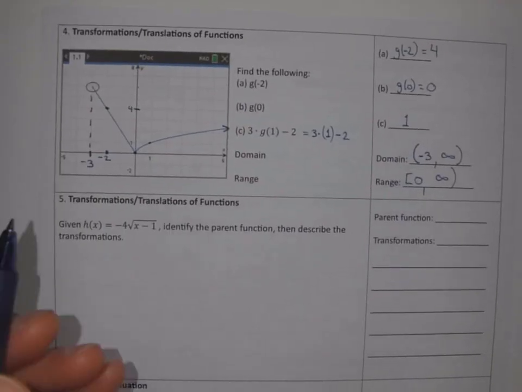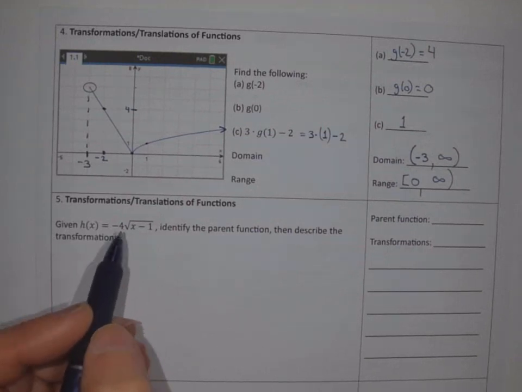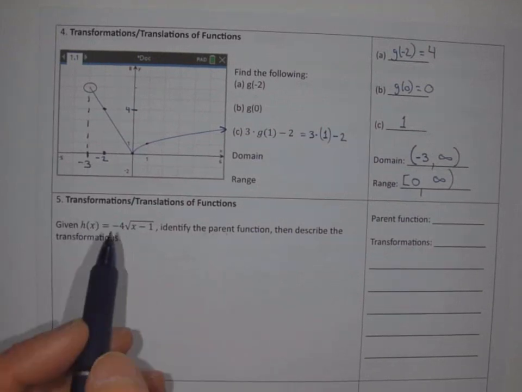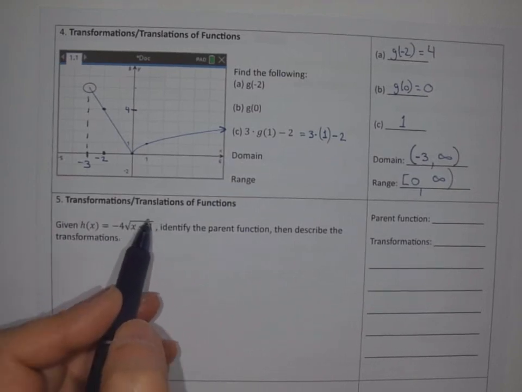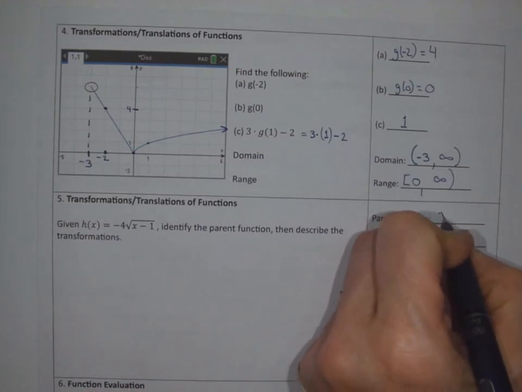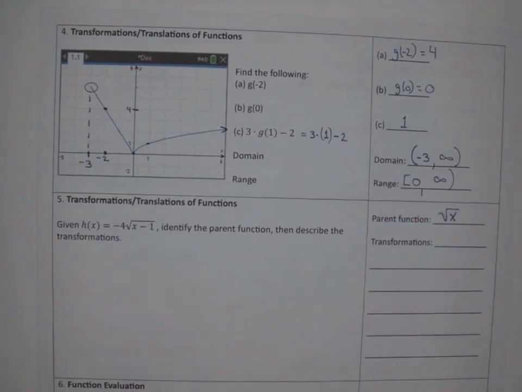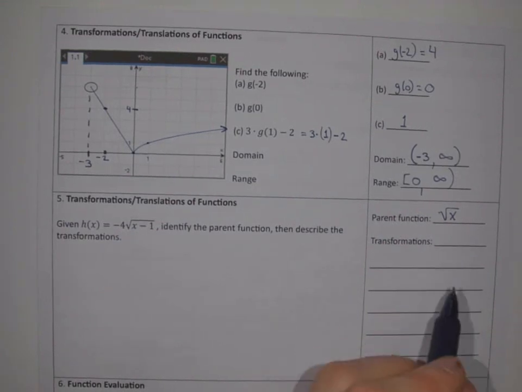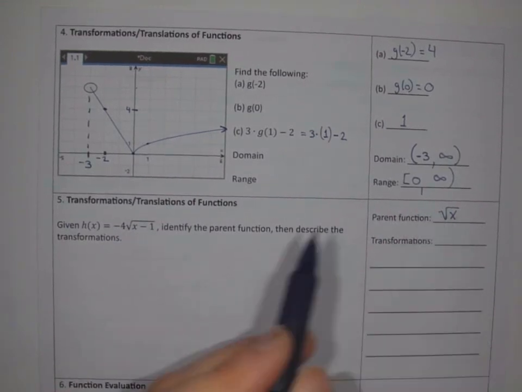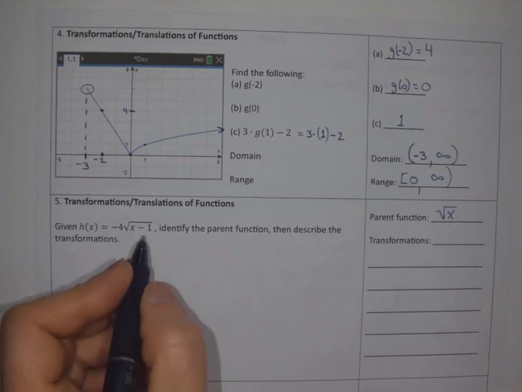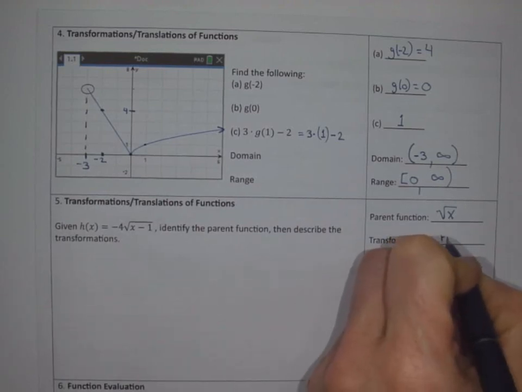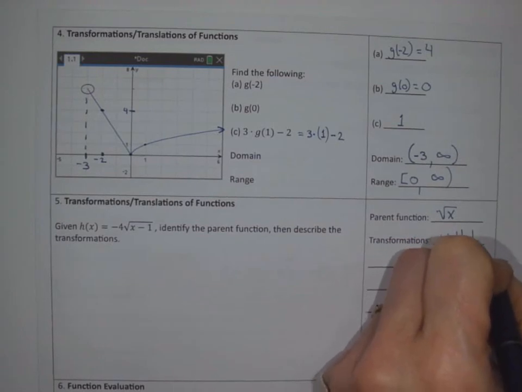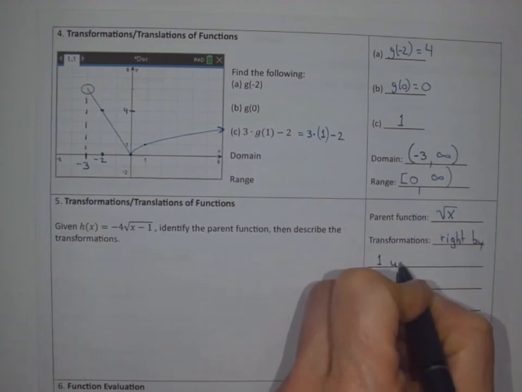Transformation, translation of function. So this time we're given a function, and we have to identify the parent function. Well, look at the nature of the function given to you. I have something with a square root there, so my parent function is just going to be the square root of x. Now I need to describe the transformation from the parent function to this one. So first of all, I have a minus here, and that would mean I am moving to the right by 1 unit.